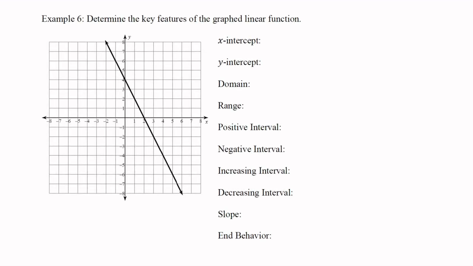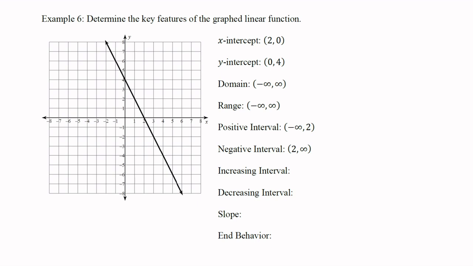In this graph, our x-intercept is at (2, 0). Our y-intercept is at (0, 4). The domain and range always going to be negative infinity to positive infinity. Our positive interval cuts off at the x-intercept, 2. So it is above the x-axis from negative infinity to 2, and below the x-axis from 2 to infinity.